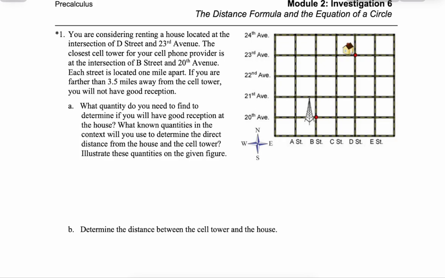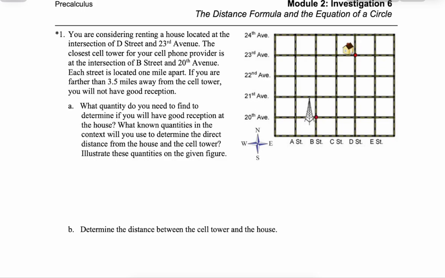It says that you are considering renting a house that's located at the intersection of D Street and 23rd Avenue. So if you look at our picture here, there's D Street, there's 23rd Avenue. So that's why they've put the little marker right there, okay? The closest cell tower for your cell phone provider is at the intersection of B Street and 20th. So that's why they put that marker right there.